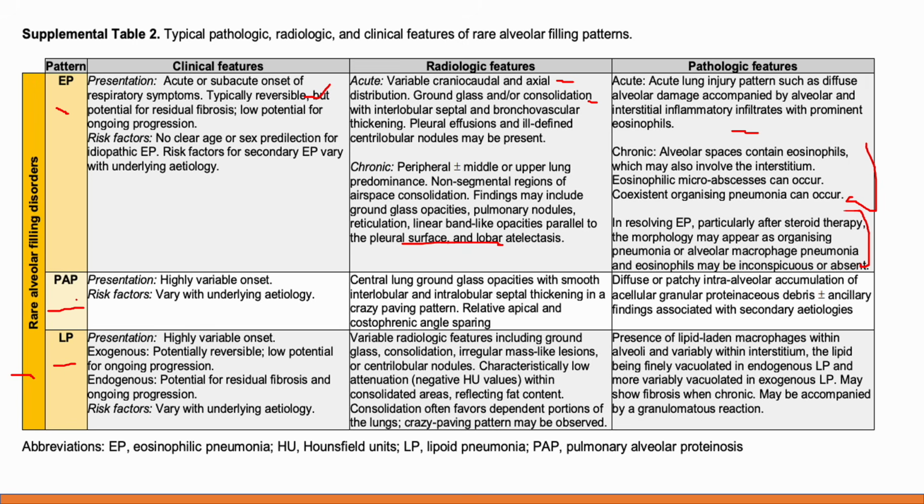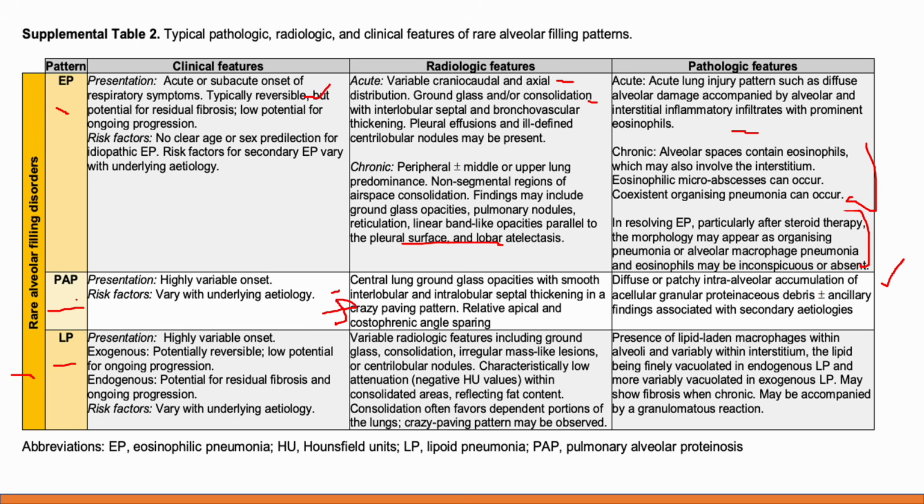PAP or pulmonary alveolar proteinosis, very classically defined as central lung ground glass opacities with crazy paving pattern. So, crazy paving pattern which has classical interlobular septal thickening and relative sparing of the apices and the CP angles. Here also we see accumulation of proteinaceous debris, and you may see secondary features of the primary pathology.